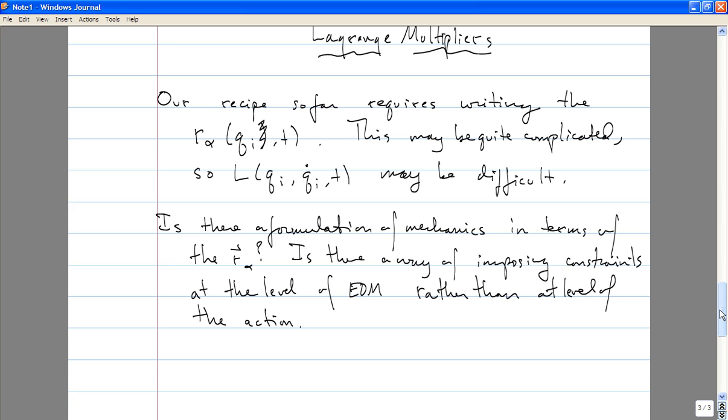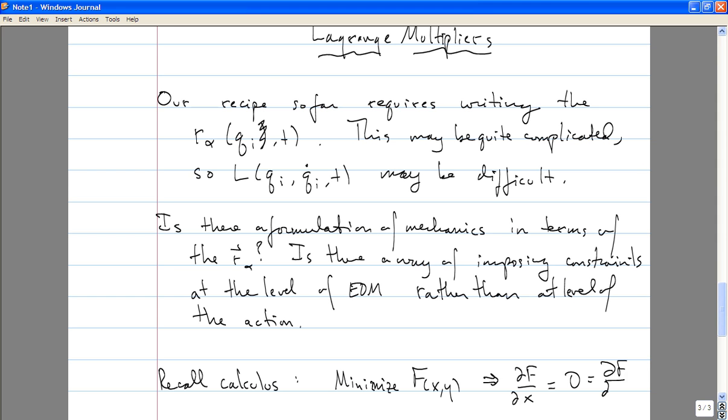So let's just remember what Lagrange multipliers are. Let's say I am presented with the following problem. If I want to minimize some function, say of two variables, then the way that I do that is I take the derivative of the function with respect to x and the derivative with respect to y, and I set them both equal to 0.